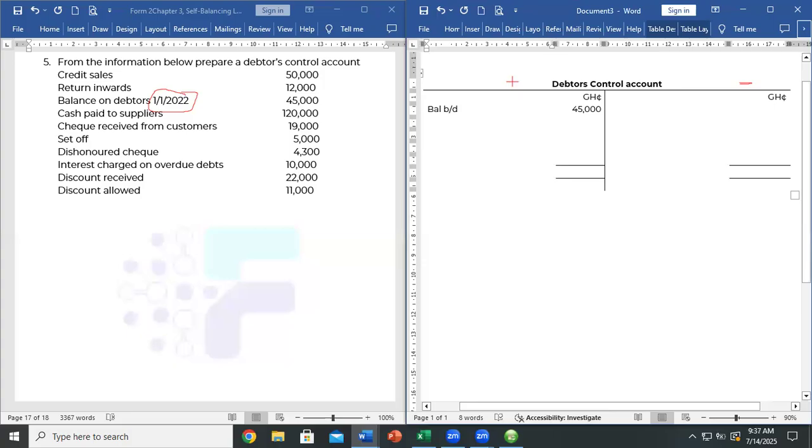So credit sales, 50,000. Okay. Because debtors have a debit balance, so if the item is increasing it, you debit. Right. The next item is return inwards. Would you do the return inwards for us? Are we debiting or crediting, and why?